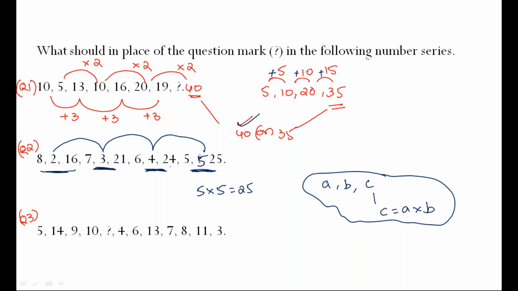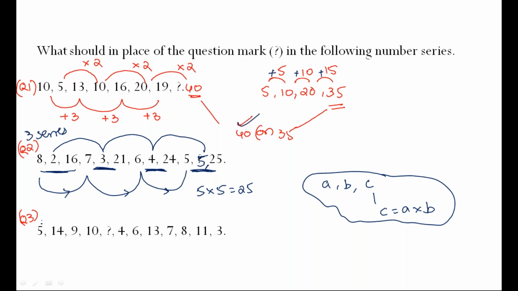This is another logic. 2, 3, 4, 5, whereas 8, 7, 6, 5. 8, 7, 6, 5 is one series. So there are 3 series. 8, 7, 6, 5 is one series. 2, 3, 4, 5 is one series. 16, 21, 24, and 25 is one series. That's a separate series, a different thing. C is equal to A into B.